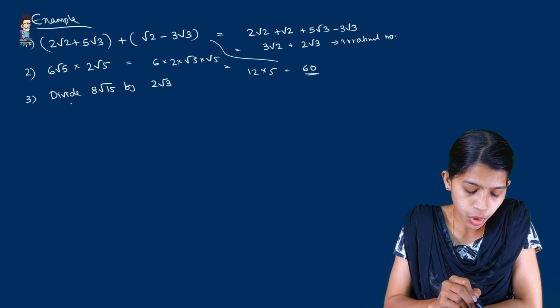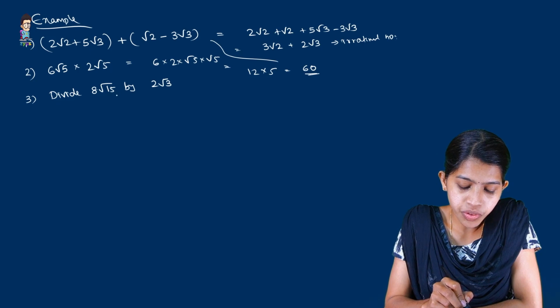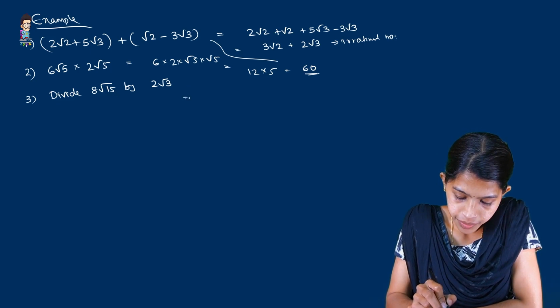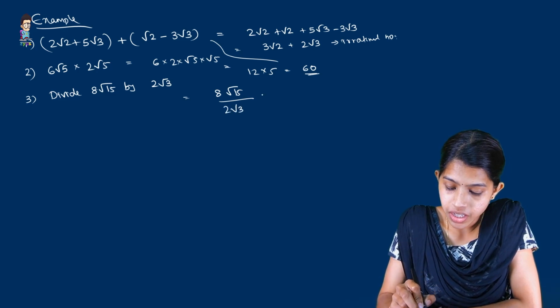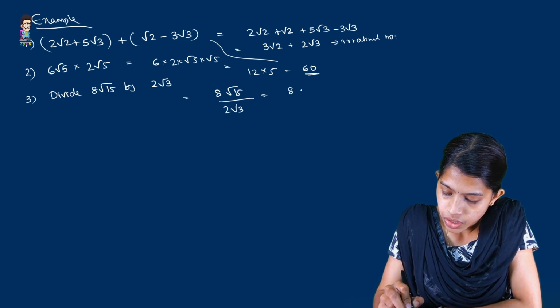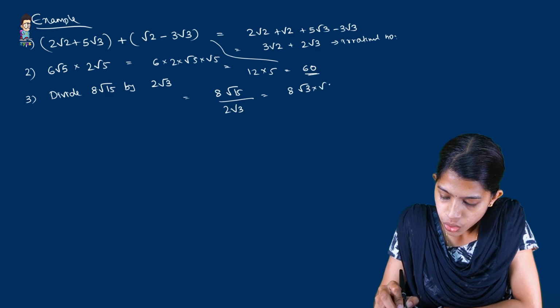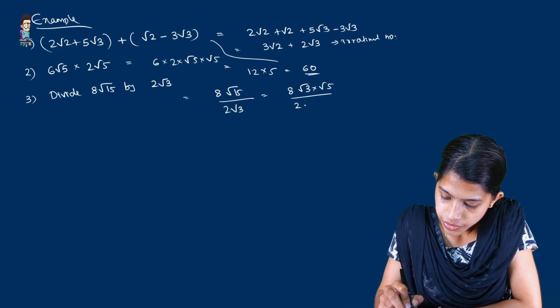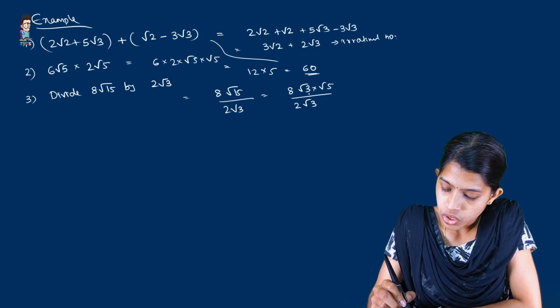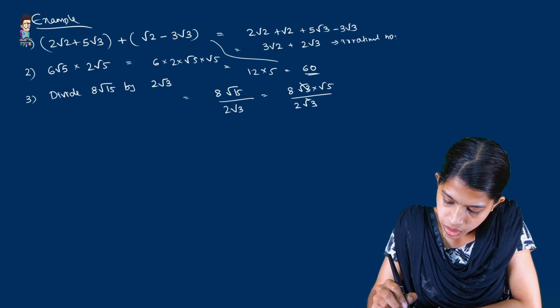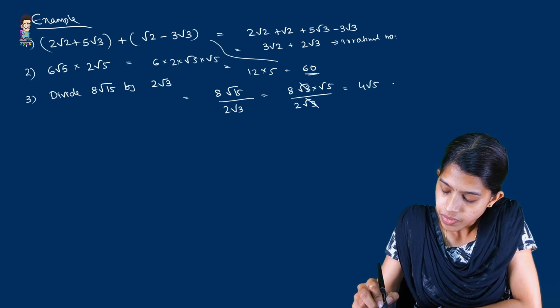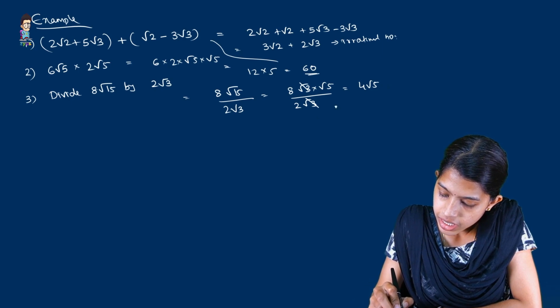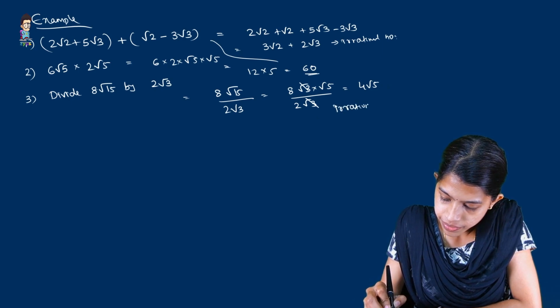And consider another problem. Divide 8 root 15 by 2 root 3. That is 8 root 15 divided by 2 root 3. Here we can write root 15 as root 3 into root 5, divided by 2 into root 3. So, here we will cancel these two terms root 3. So, the answer is 4 root 5 and this is an irrational number.